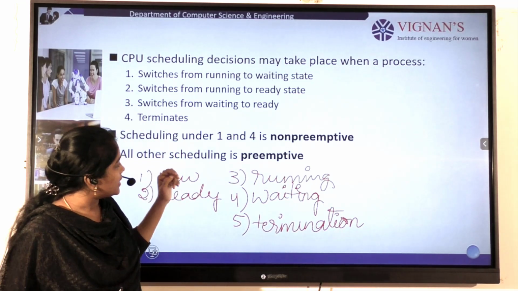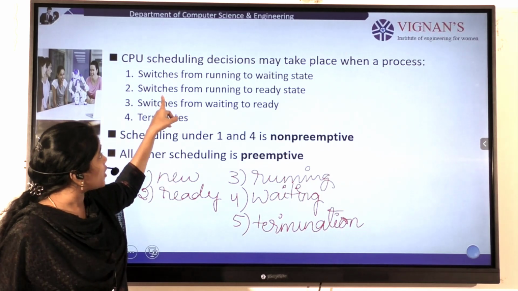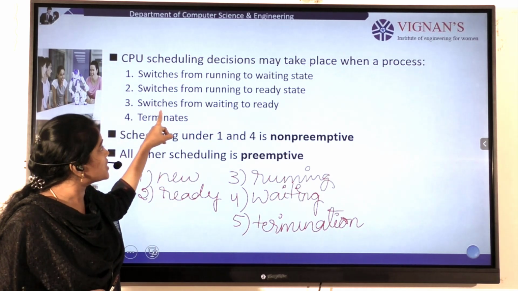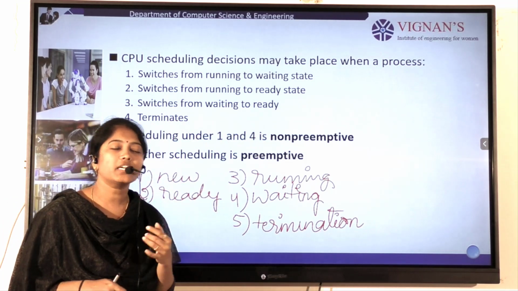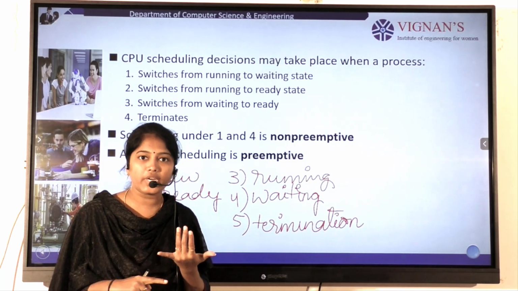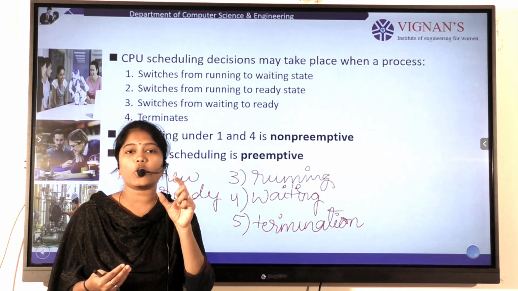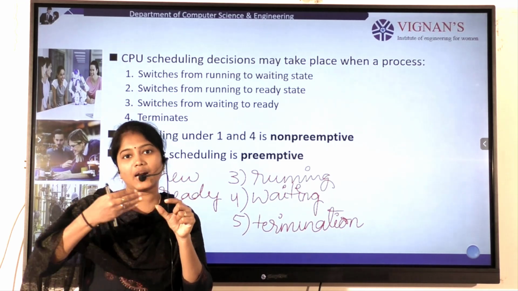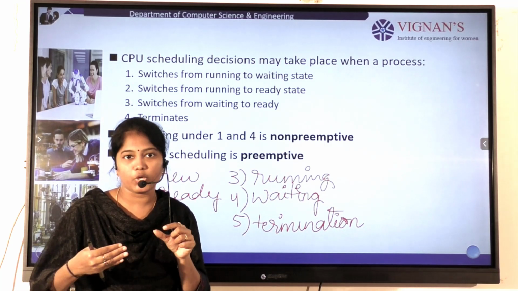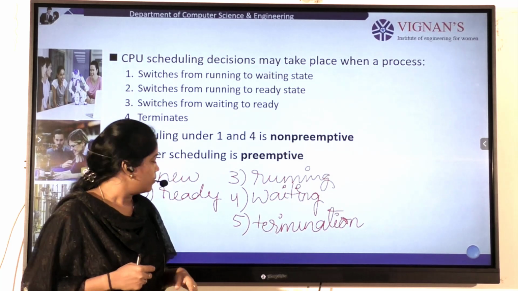Next, the second one is preemptive scheduling. Preemptive scheduling occurs when a process switches from running state to ready state, and also when a process switches from waiting state to ready state. That means when a process is interrupted by some other events like IO interrupts or any other interrupts, that process comes out from the execution and a new process is allotted to the CPU. So execution is done in the CPU.